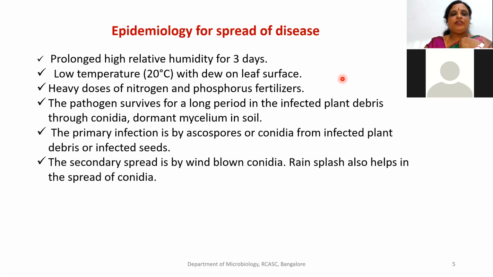And the secondary infection: primary infection is by the plant debris, where, if the debris has some conidia or dormant mycelium, they can produce conidia and the infection can happen. The secondary infection happens from the infected plant. If you find any infected plant producing conidia, these conidia are dispersed through wind or rain splashes. The conidia get dispersed and infect the plant.